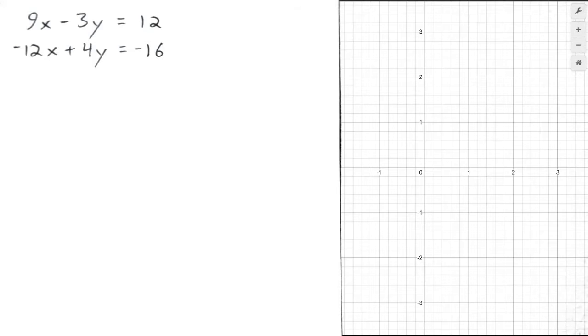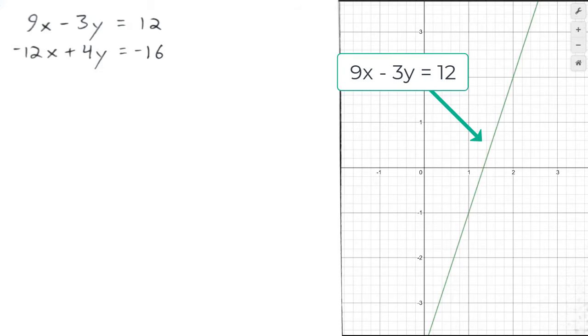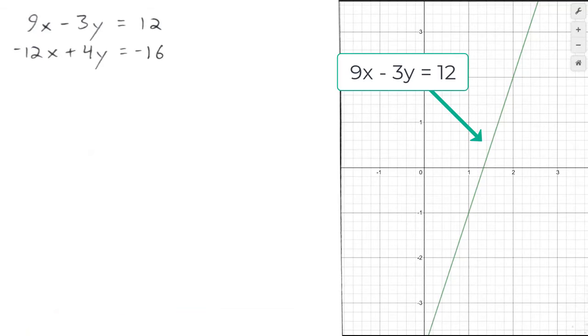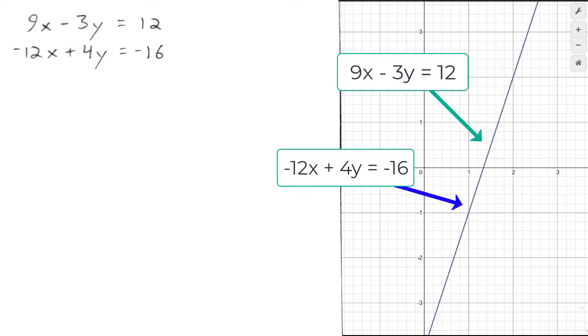Next up, we have another system of equations. Let's see what happens here if we were to graph this. And again, I'm going to use software to graph this. You should be able to graph it by hand. All right, so the first equation, 9x minus 3y, graphs as this green line. Now let's graph the next equation, negative 12x plus 4y equals negative 16. Well, look at that. You see that? That one fell right on top of the other line.